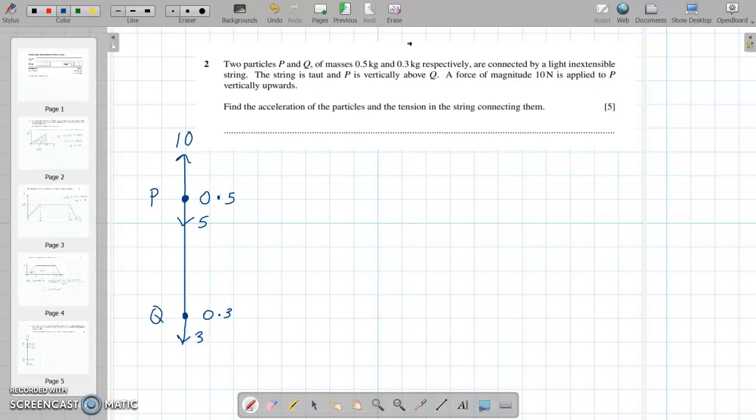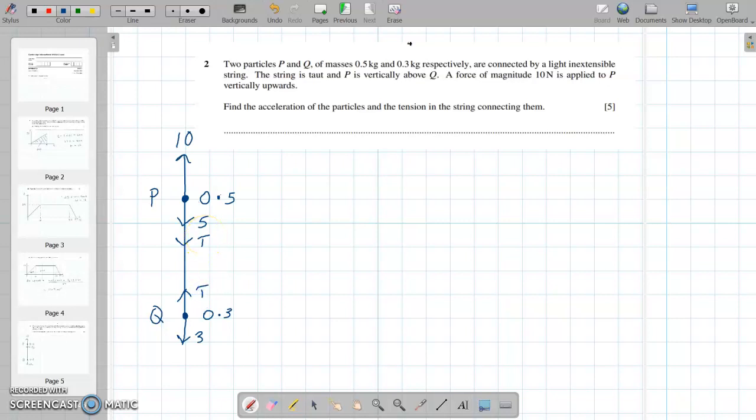Now, what other forces have we got? Well, we've got the tension in the string. That's more difficult to understand. From P's point of view, the tension is definitely pulling down. Now, from Q's point of view, the tension is actually pulling up, because if the string snapped, then Q would just be in free fall, wouldn't it? So the tension's actually pulling up.